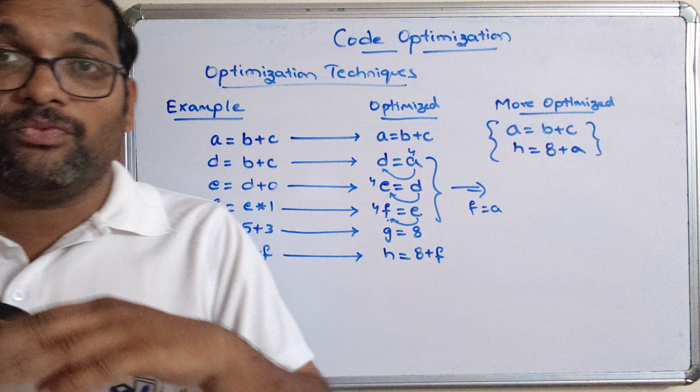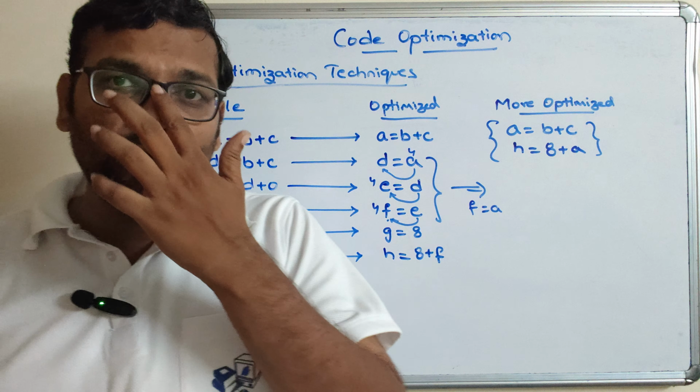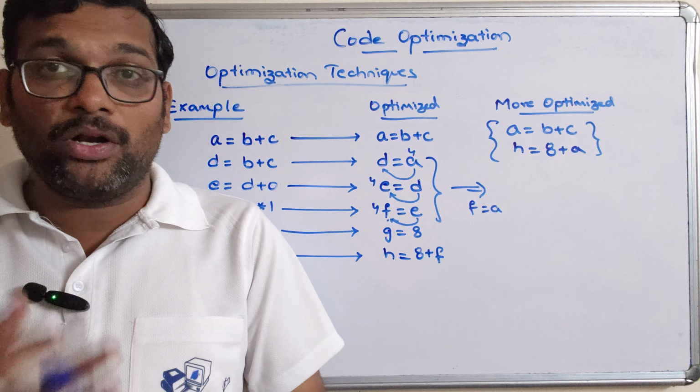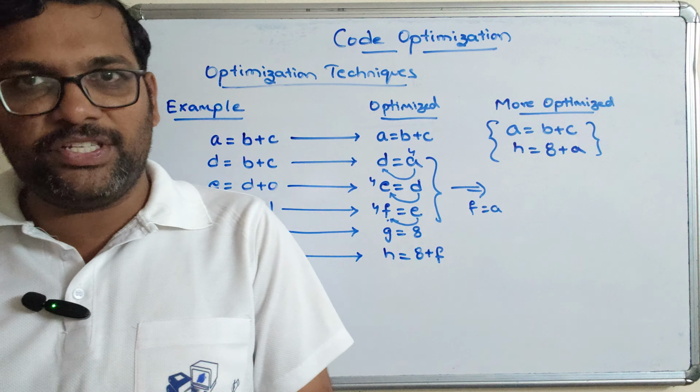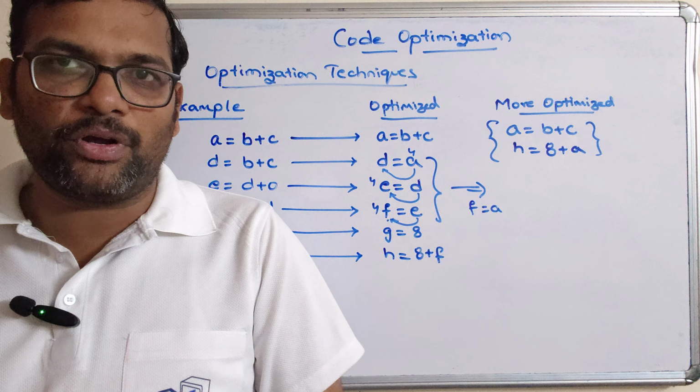So I hope you understood what code optimization is and why we are using it: in order to make the execution fast, reduce the memory, and improve the efficiency. These three points are most important.